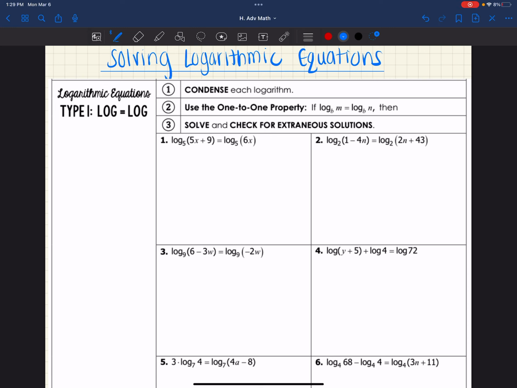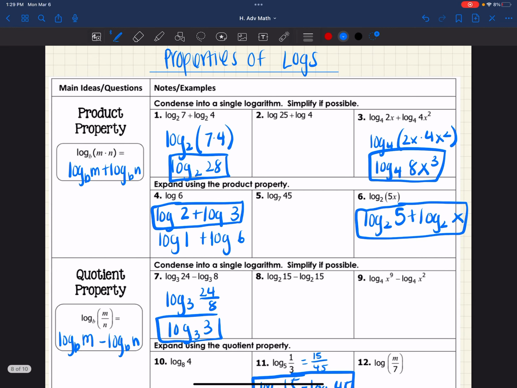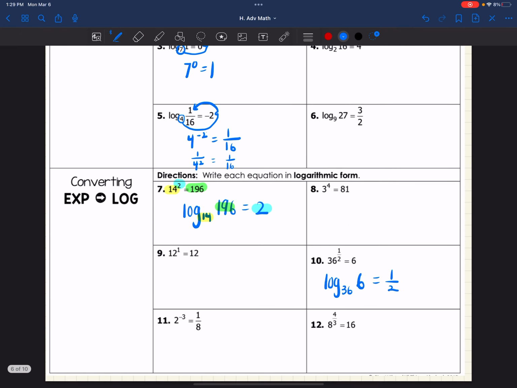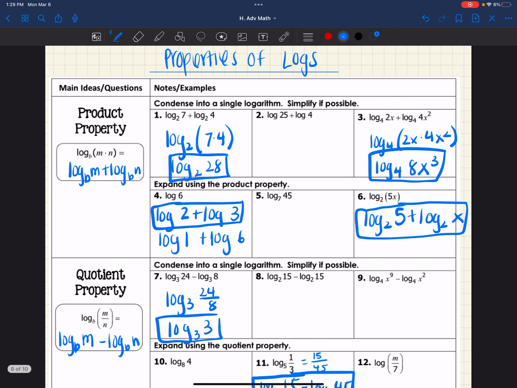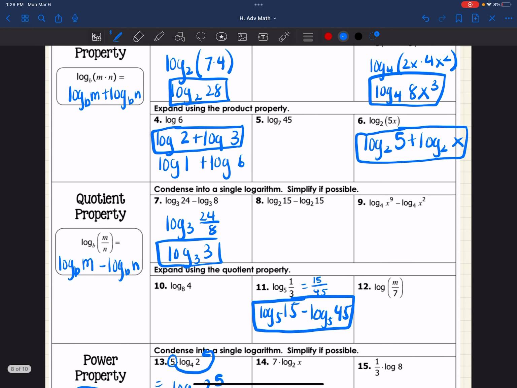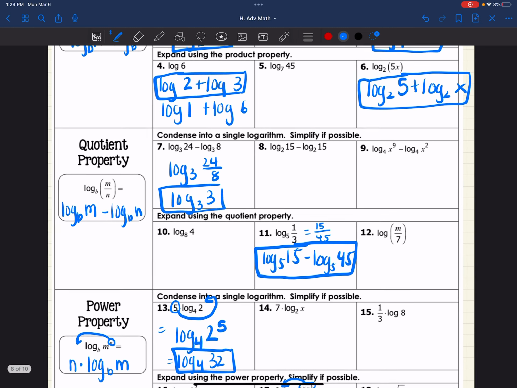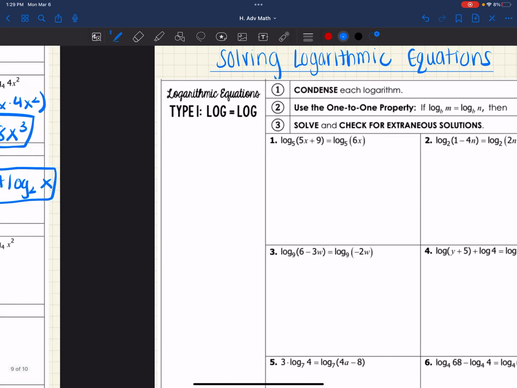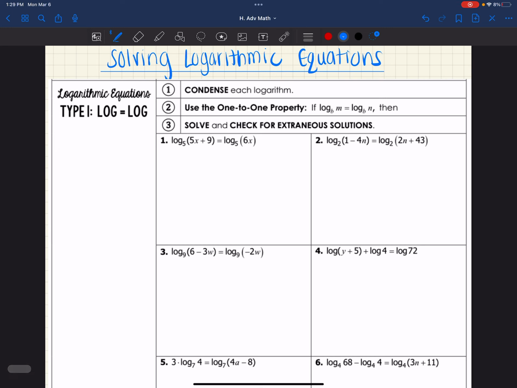So last time we talked about logarithmic expressions. These are logarithmic expressions that we went ahead and simplified. We either simplified them through the process of condensing or through the process of expanding. And then we used our properties, the product, the quotient, and the power property to condense them either into a single logarithm or expand them out. So today we're going to be working with logarithmic equations.